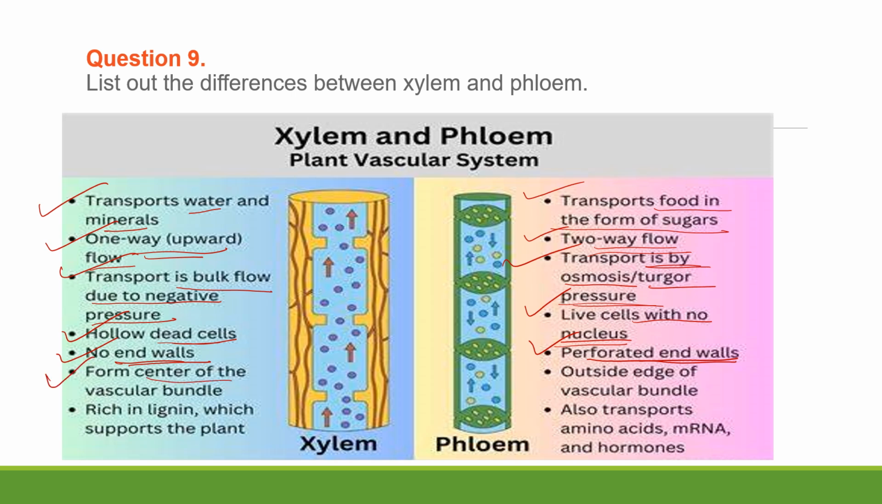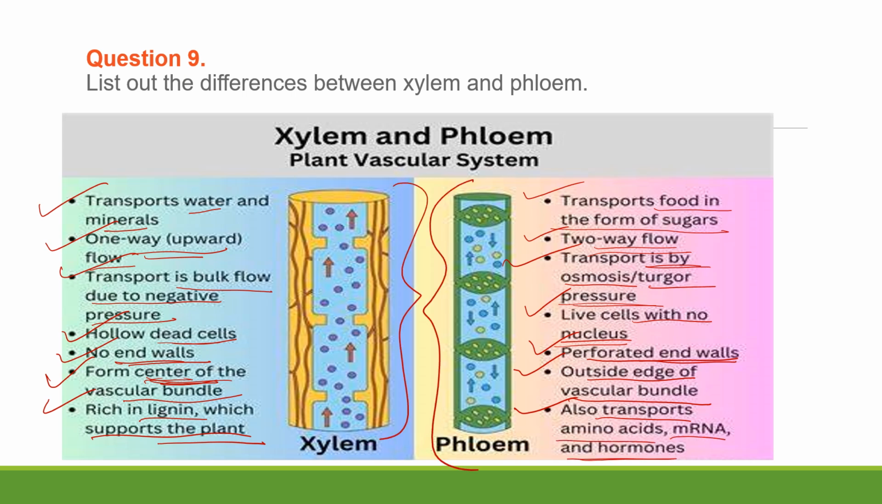The xylem forms the center of the vascular bundle, whereas the phloem is at the outside edge of the vascular bundle. Xylem is rich in lignin, which supports the plant, and phloem also transports amino acids, mRNA and hormones. So this is the major basic difference between xylem and phloem, and it is very important for all your exams.